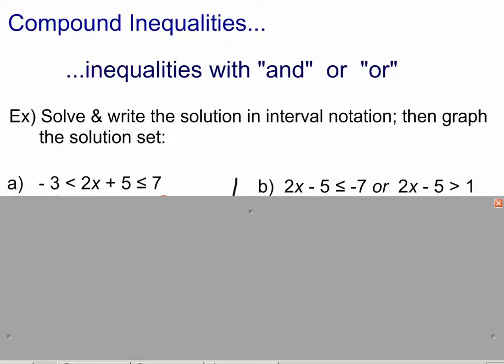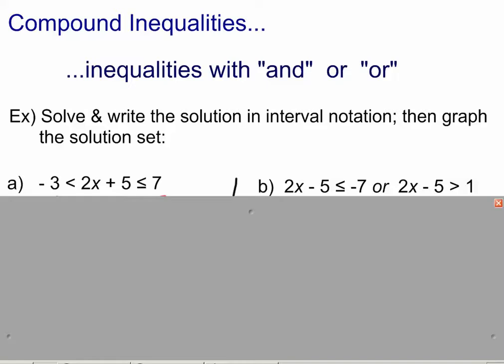Here we want to take a look at compound inequalities. Now these are inequalities, but they have the word "and" or "or" in them. The word "and" might actually be implied, as it is in our examples here. What we're going to do is solve and write the solution in interval notation and graph the solution sets.